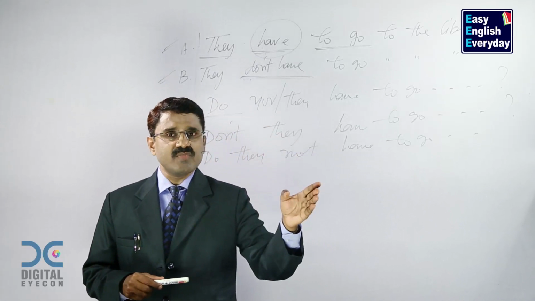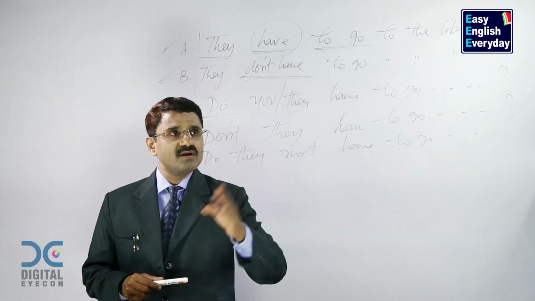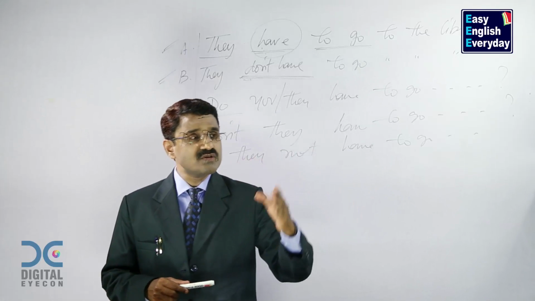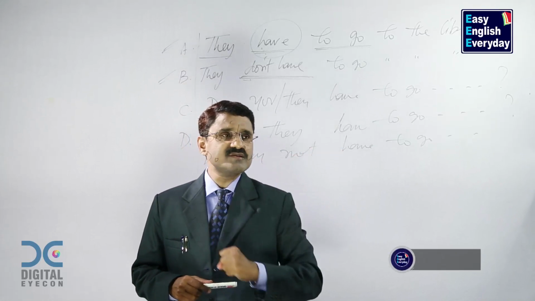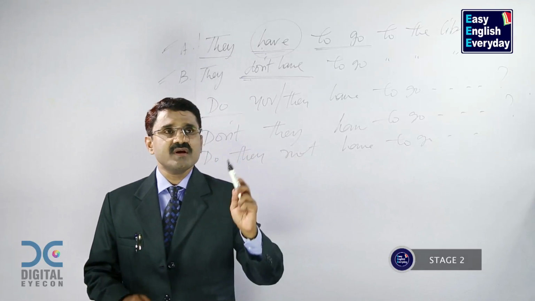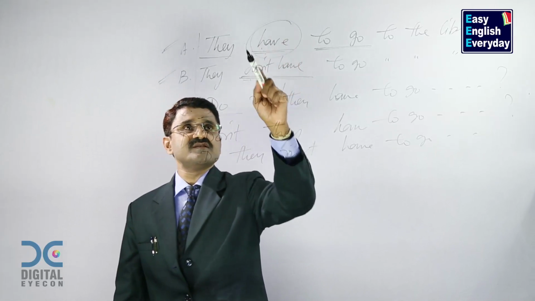They have to save money. They don't have to save money. Do they have to save money? Don't they have to save money? Like this, you have to practice the 4 variations. Now, once again, I'll tell you, this is have.